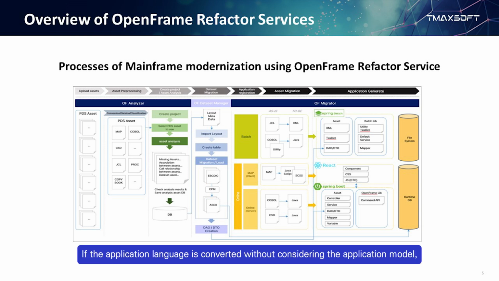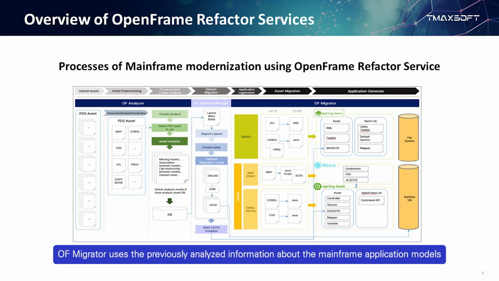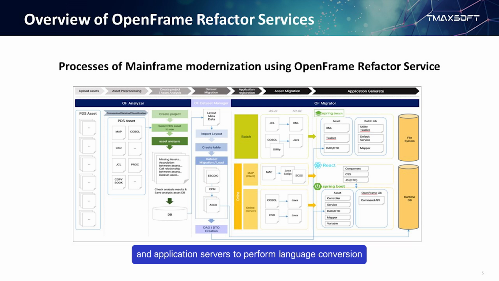If the application language is converted without considering the application model, the converted language will not function properly. Although many conventional products convert candidate assets using AI, OpenFrame Migrator uses the previously analyzed information about the mainframe application, models, and application servers to perform language conversion with an understanding of language semantics.